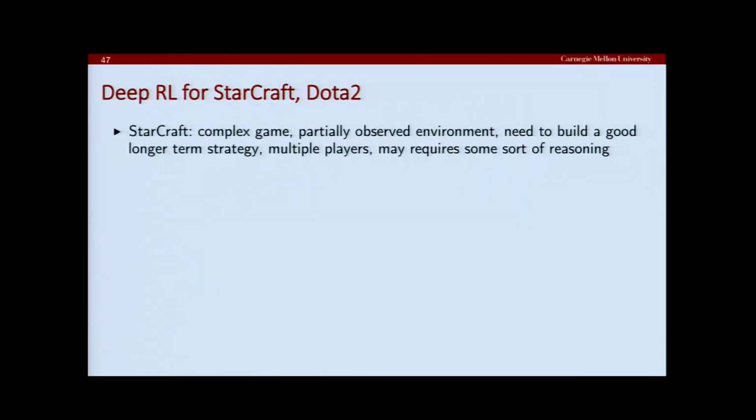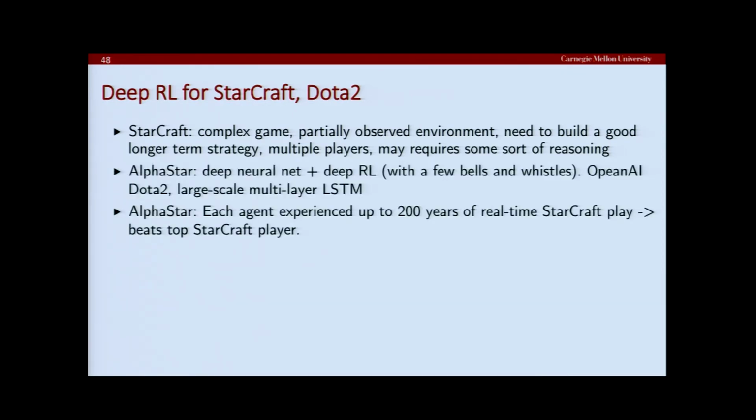Even if you look at deep reinforcement learning, there's been some talks on reinforcement learning. You'll hear more on reinforcement learning in the last keynote. But if you look at some examples like StarCraft, it's a complex game. You have a partially observed environment. You need to build good longer-term strategies. You need to get the right representations. There are multiple players. It may require some form of reasoning to play these complex games. And if you look at AlphaStar, what is this? It's just a deep neural network plus some deep RL with bells and whistles.